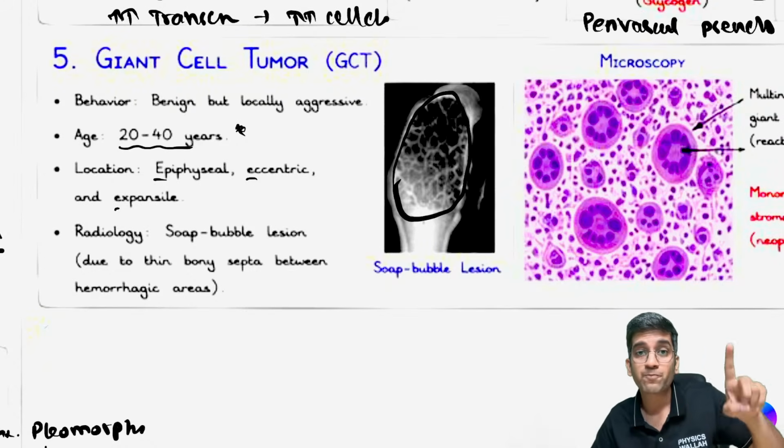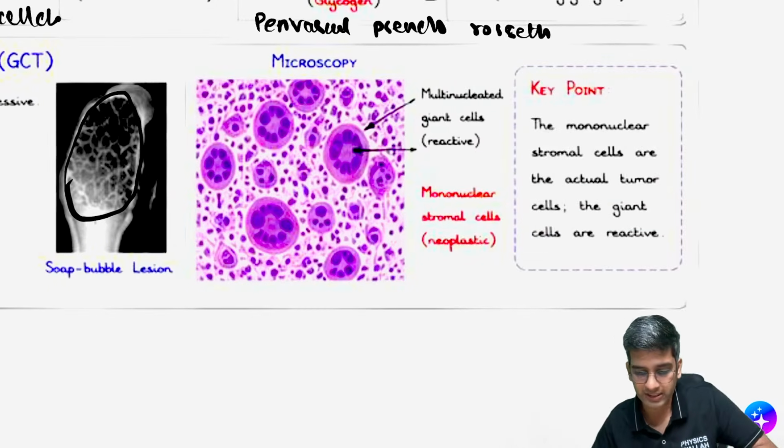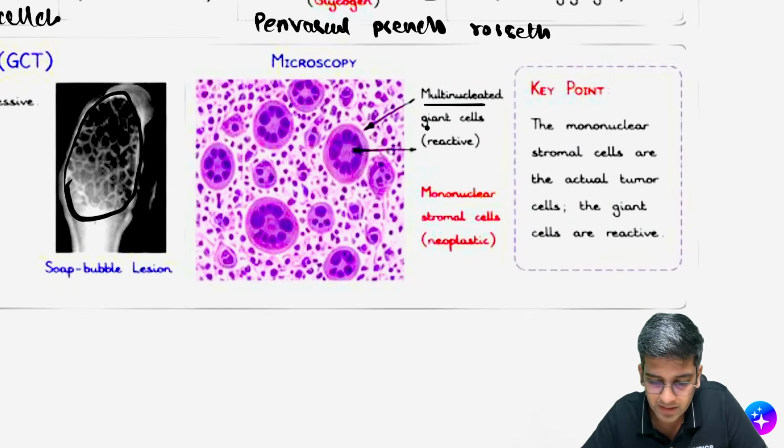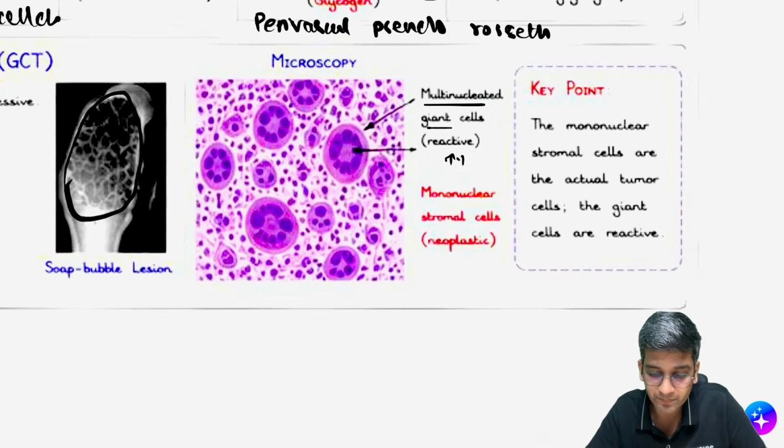Fine. By the way, is osteoclastoma or giant cell tumor a misnomer or not? I want you guys to answer that, right? What you see in microscopy is giant cells which are not neoplastic, which are reactive, which makes the tumor name a misnomer. It's not a tumor from osteoclasts.